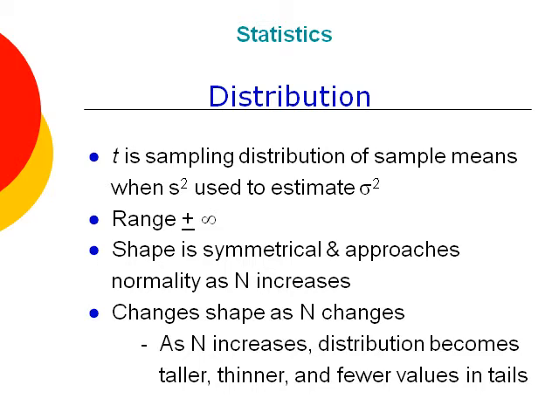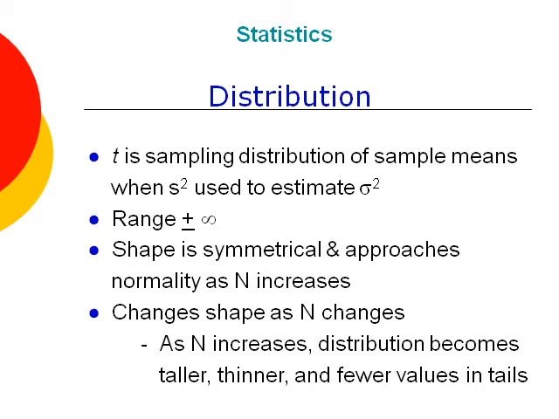So just like the z, the t, and then ultimately the F test and chi-square test have unique sampling distributions. And the best place to start is to learn about each of these distributions. The t-distribution is the sampling distribution of sample means when the sample variance is used to estimate population variance. In contrast, the z-distribution is the sampling distribution of sample means when the population variance is known.